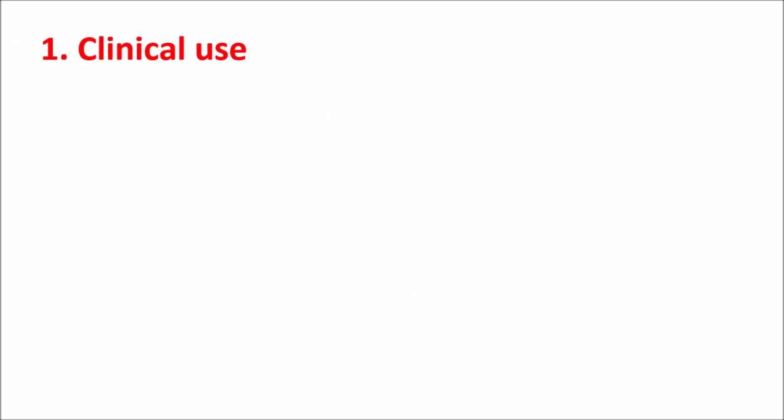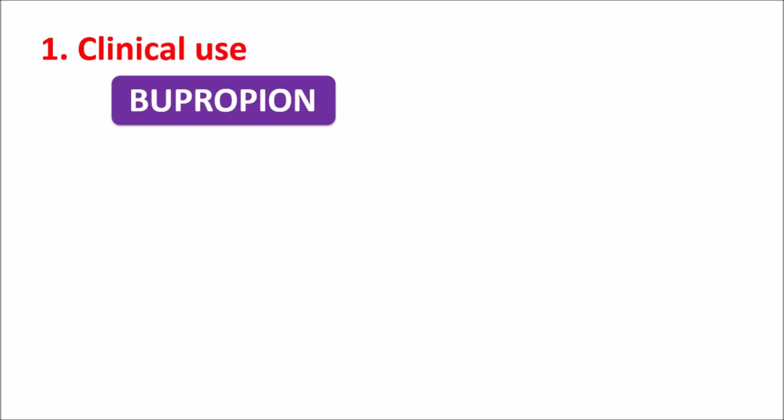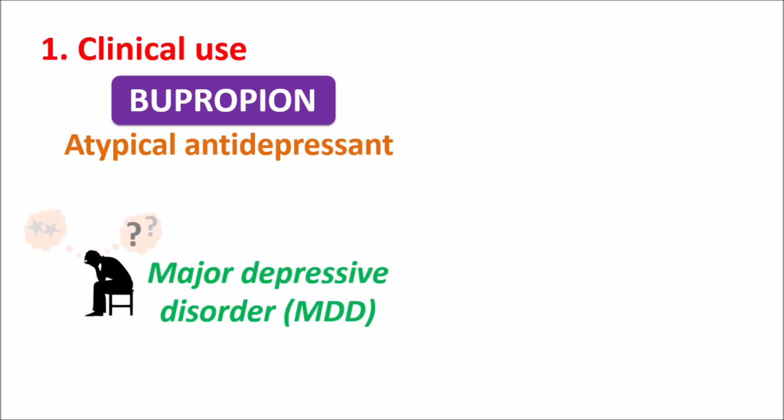First of all, let us see the clinical use of these two drugs. What is the indication of Bupropion? Bupropion is classified as an atypical antidepressant. Here the term atypical indicates that this drug is a new generation antidepressant that works by a unique mechanism with somewhat fewer side effects compared with old generation antidepressants. This drug is particularly indicated for the treatment of major depressive disorder, commonly known as MDD, which is a type of mental illness associated with depressive symptoms. In such conditions, Bupropion can be used as an atypical antidepressant.